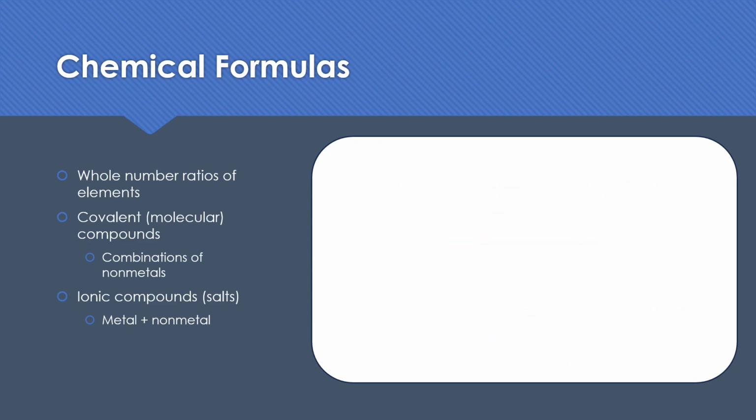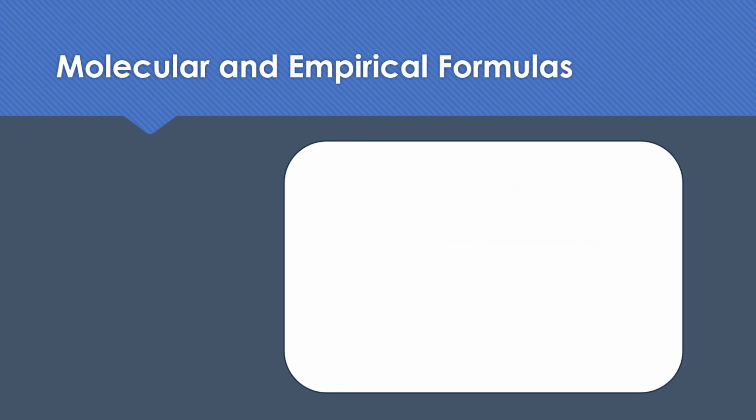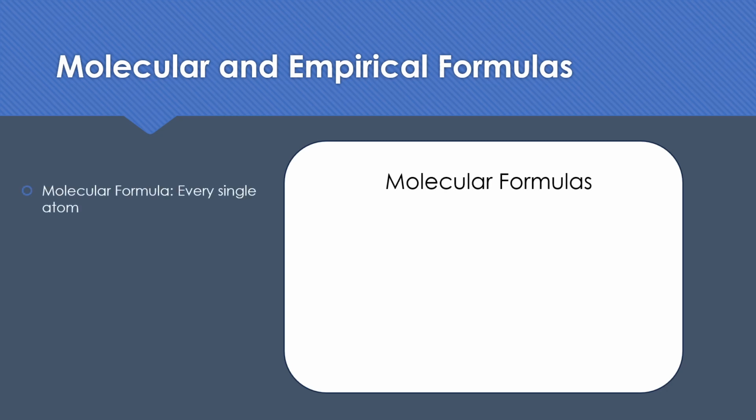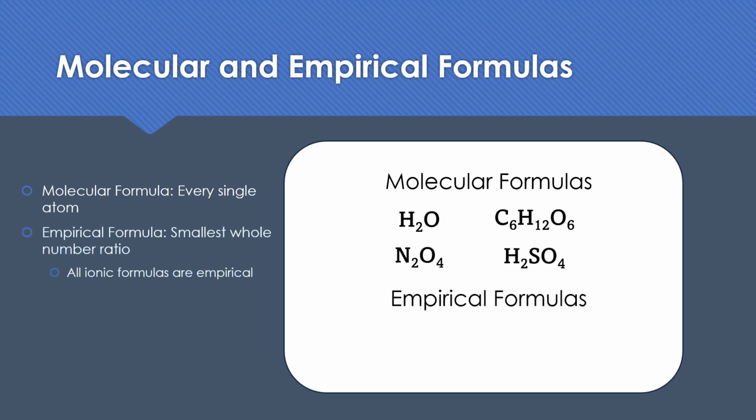So we can separate our chemical formulas into molecular versus empirical formulas. So a molecular formula is basically telling you here are the atoms in the molecule. So we look at these compounds: H2O, C6H12O6, which is glucose, N2O4, H2SO4. That's telling you that in that molecule, there's 2 hydrogens and 1 oxygen. In one molecule of glucose, there's 6 carbons, 12 hydrogens, and 6 oxygens. Okay? An empirical formula is giving you the smallest whole number ratio. Okay? So it's saying for every X, you have Y. And all ionic formulas are empirical.